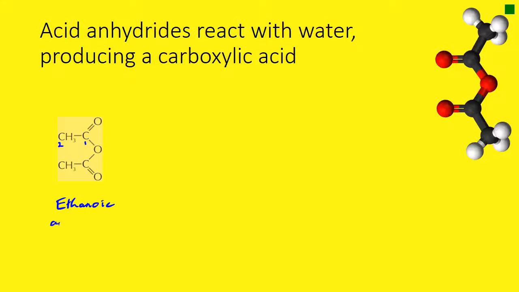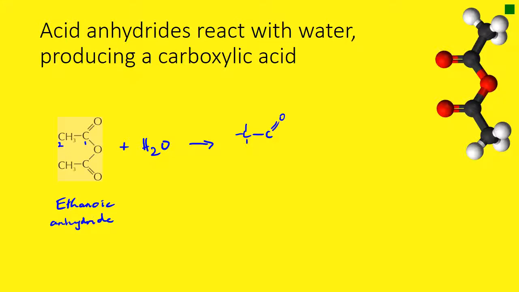Ethanoic anhydride. That's what we're going to start with, and like the title says, we're going to react it with some water, and then we're going to split it up. It's going to get split up into 2 molecules, and the methyl group is just the same.